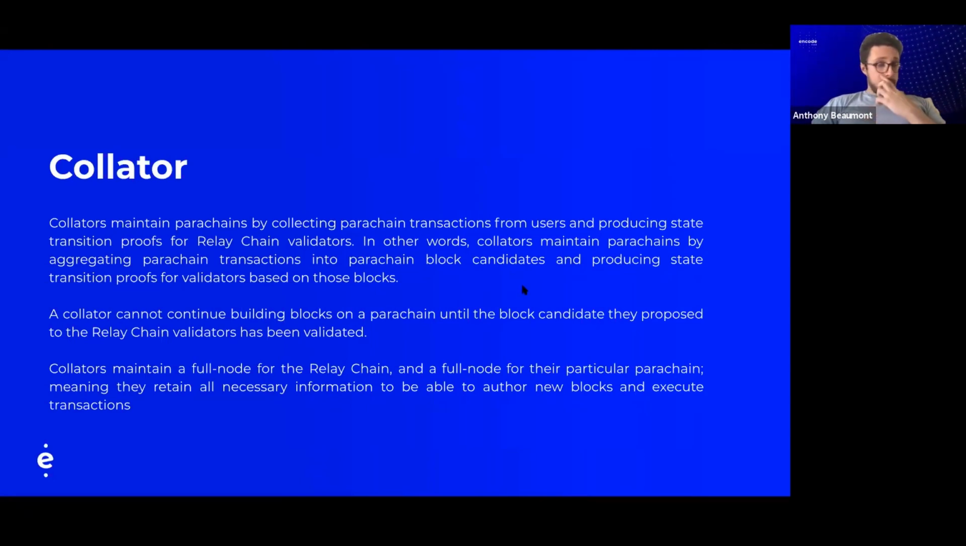I don't know how many DOT you need to get a parachain slot, but it will be on Polkadot.js and the Polkadot wiki. How do parachain auctions work? How do they go on Kusama? We can get into that later. I haven't got a specific thing to cover here.